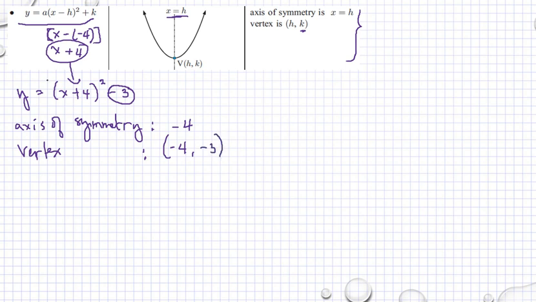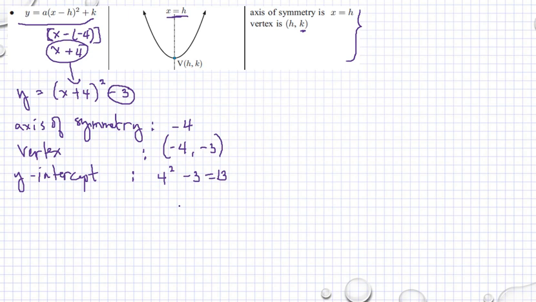Do we have more? I think that's all. Oh, sorry. Y-intercept. Y-intercept when x is equal to 0, then we have 4 squared minus 3. That's 16 minus 3. That's 13. So if we're going to graph this now, do you think we can do it?